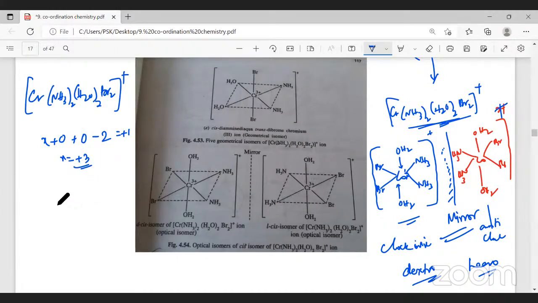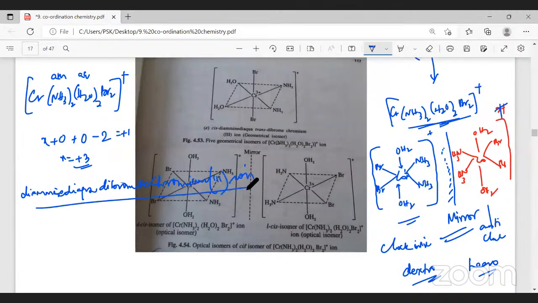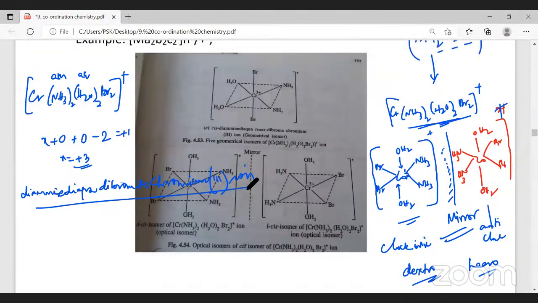What's the IUPAC name of this molecule now? Ammine starts with A, aqua also starts with A. AM, AQ. The second letter M comes before Q. So it'll be diammine, diaqua, dibromido. What's the oxidation number of chromium? Chromium 3 ion. Did you understand the naming? Yes, sir.